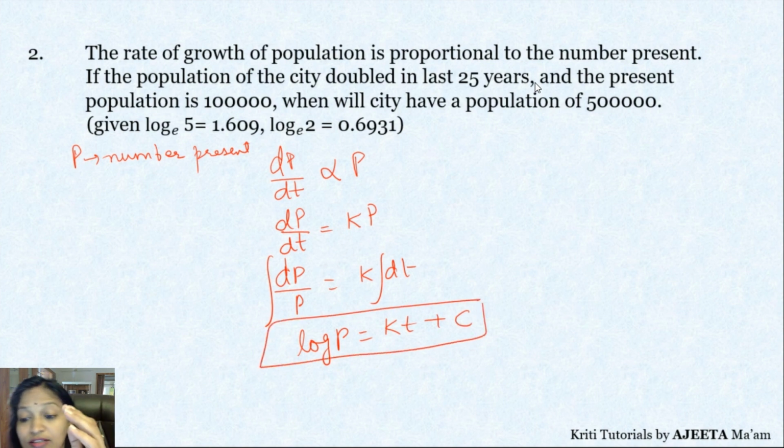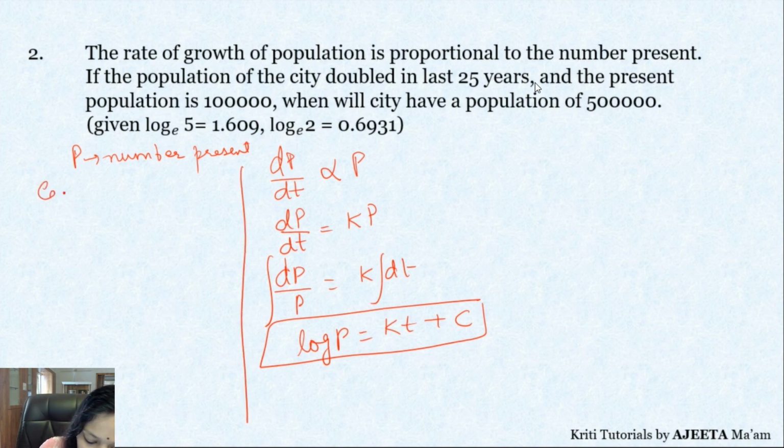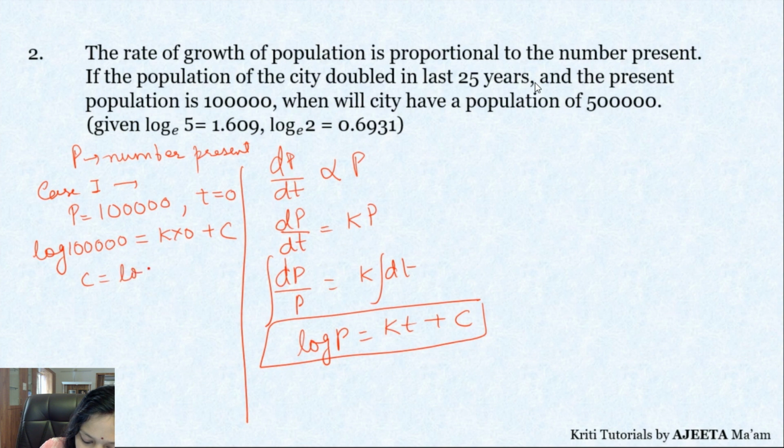Now here two constants are there, C and K. So we are going to use the conditions now. Let's use the cases now. Now let's use first case. Initial population आपको कितना दिया गया है इस केस में? Initial population is given 1 lakh. Let's use it. So initial population is this, time 0. So now what will be C? Let's put these values. So C का value हो गया log of 1 lakh. Correct?